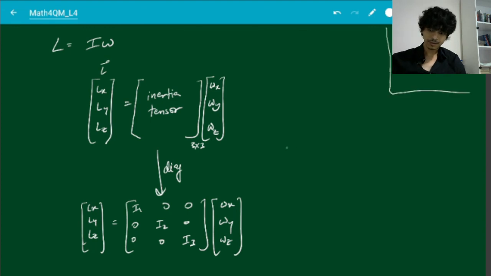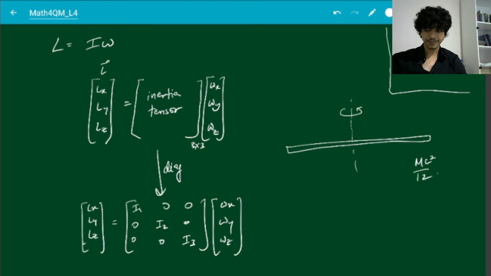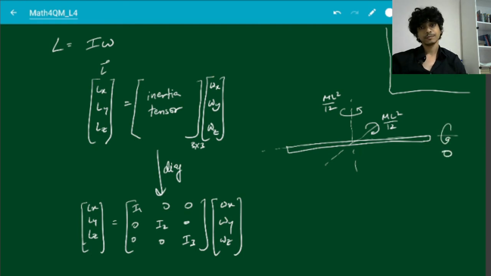Take a rod of mass m and length L, and you have already calculated that if you're rotating it about this axis, then the moment of inertia is ml square by 12. If you're rotating it about this axis, then again it is ml square by 12. And if you're rotating it about this axis, then the moment of inertia is 0, assuming it's a thin enough rod.